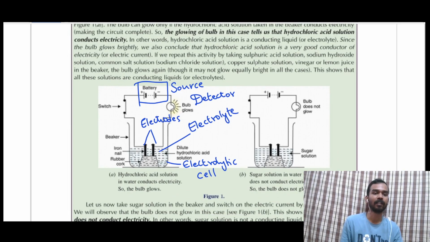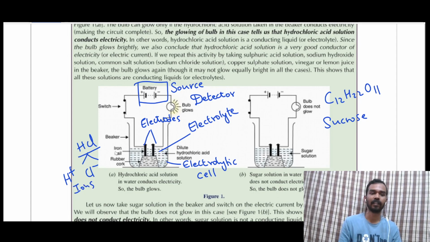So here the example is, one side you have the hydrochloric acid solution. Second side you have the sugar solution. Sugar is C12H22O11, that is sucrose. You can tell easily, hey, here HCl can form H plus ion and Cl minus ion, right? Which are ions. HCl will form the ions. So ions are there, so it can conduct. It becomes a conducting liquid. So an electrolyte can conduct.